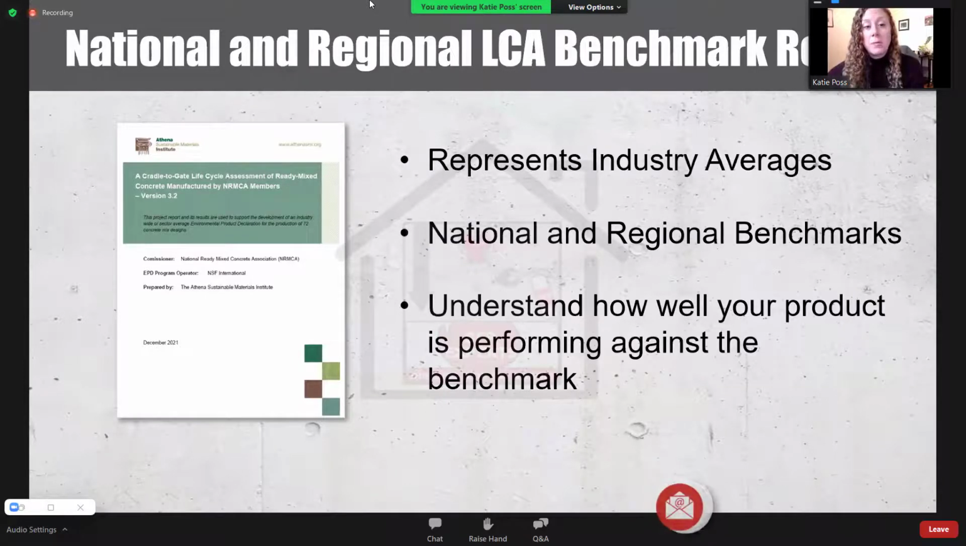Just to note that we do have an excellent publicly available, free embodied carbon guide to specs, which provides detailed guidance and example spec language, and that can be downloaded from our website.